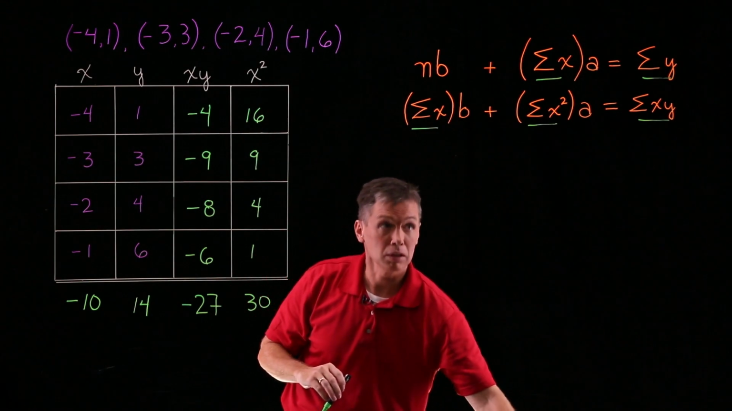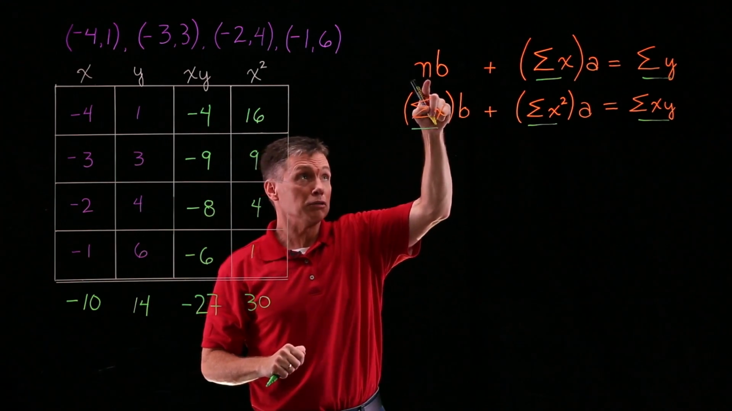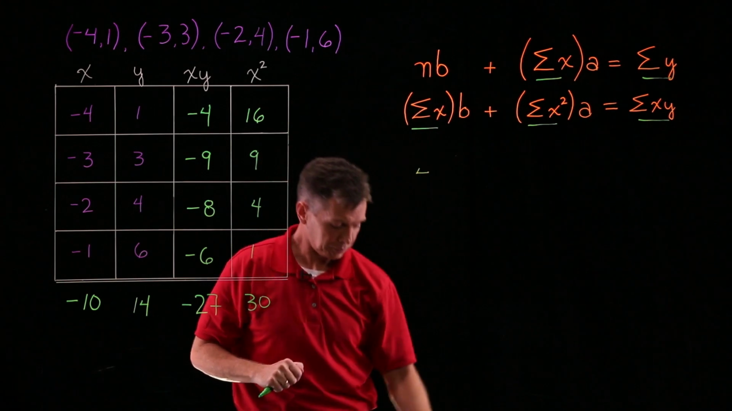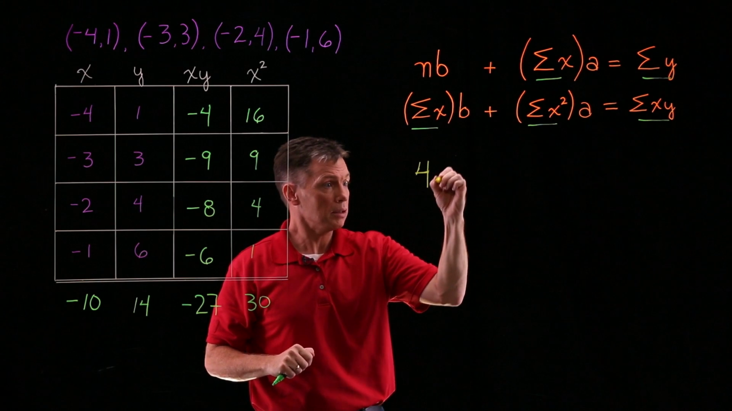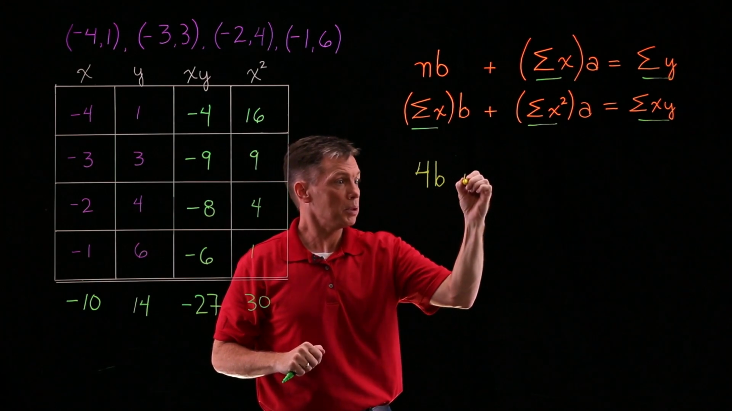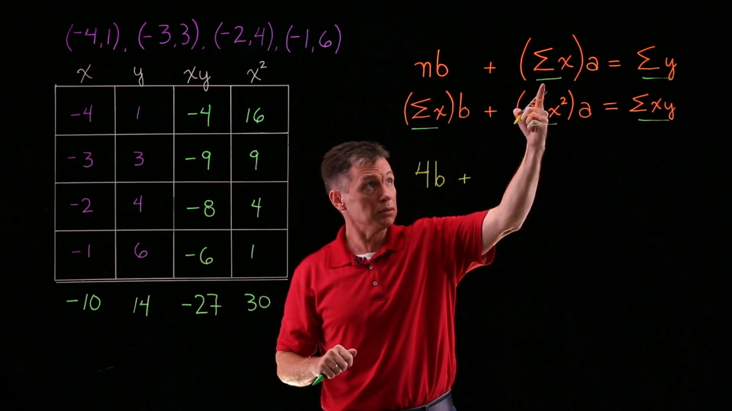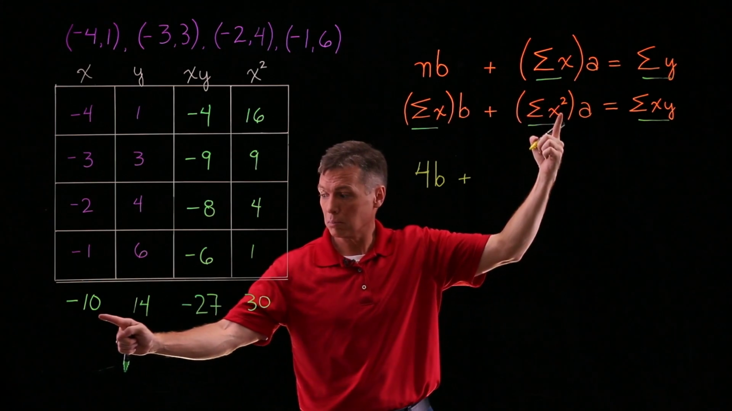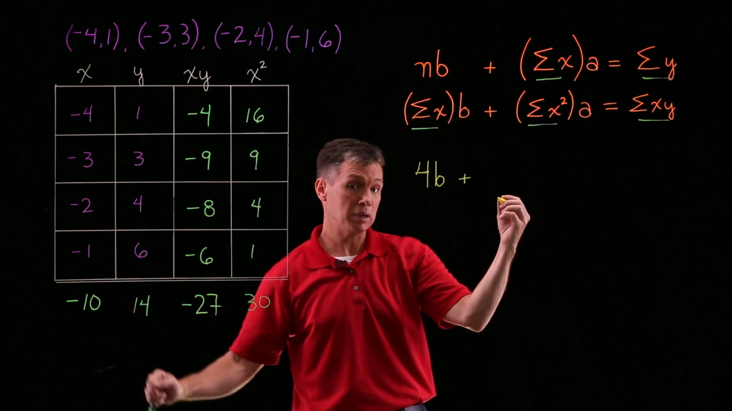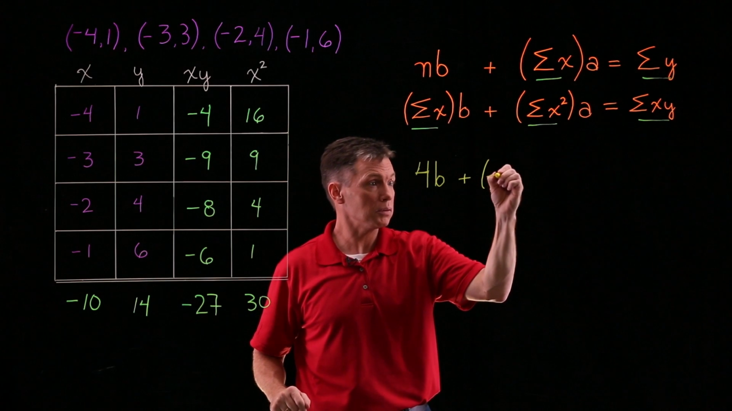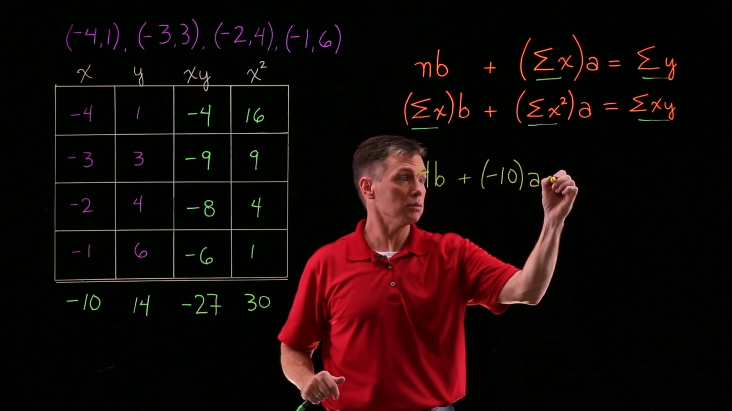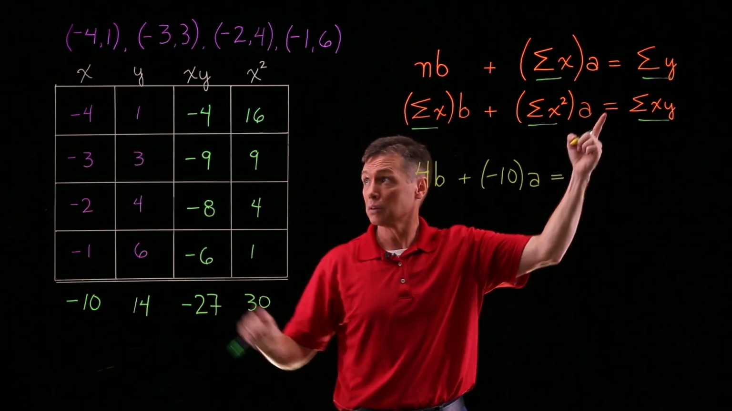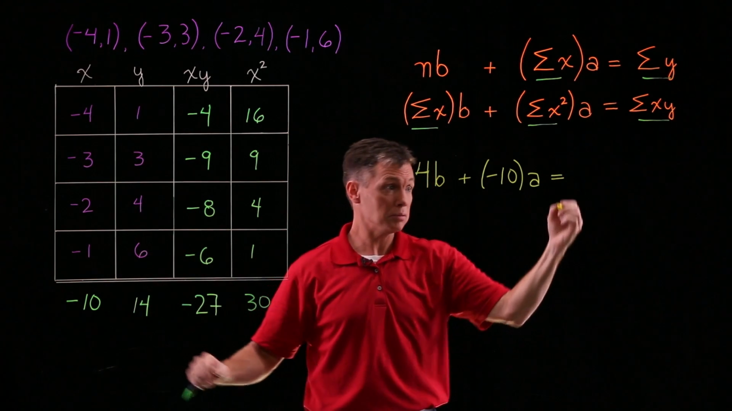Let's get into our work here and fill in 4 for n, and it's times b, plus, now for this sigma x, I'm replacing it with the minus 10 that was the sum of my x's. So minus 10 times the a that we're going to solve for, equals the sum of the y's, that was 14 for me.